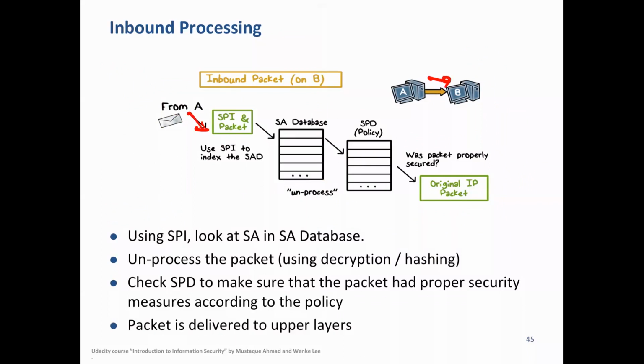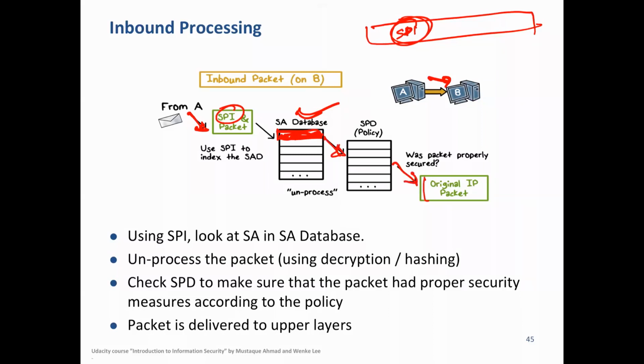Bob's machine receives the packet from Alice's machine, which is encrypted, in IPSec form. It will read the SPI. The received packet will contain an index into Bob's database. You look at that index, get the details, check whether it complies with the policy, and then process the packet to get the original IP packet.